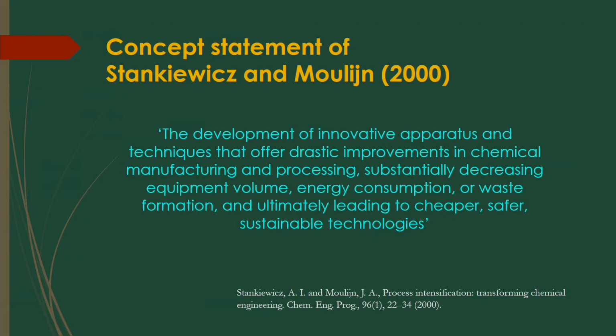Again Stankiewicz and Moulijn, 2000, gave this statement for the concept of process intensification: the development of innovative apparatus and techniques that offer drastic improvements in chemical manufacturing and processing, substantially decreasing the equipment volume, energy consumption or waste formation, and ultimately leading to cheaper, safer and sustainable technologies. So this is the concept they gave in their publication, of what the concept of process intensification should be.